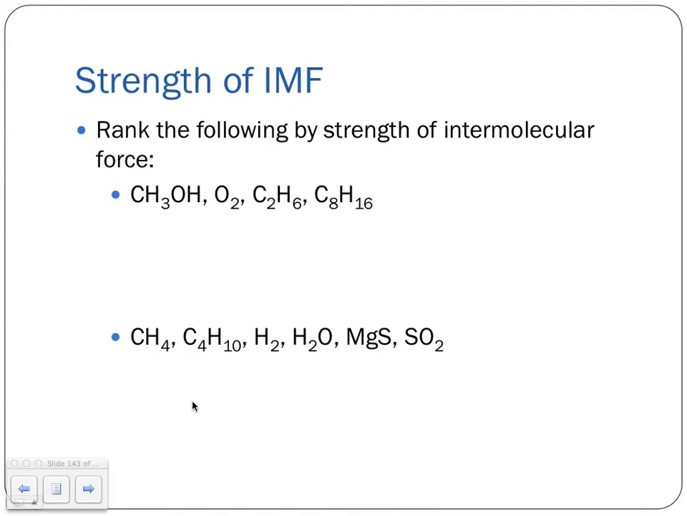So let's take a look. Let's rank the following substances by strength of intermolecular force. We have CH3OH, O2, C2H6, and C8H16. And so remember our rules for ranking substances from strongest to weakest intermolecular forces. We first want to look at molecular mass. And if they're the same, we then look at hydrogen bonding. And then if there's no hydrogen bonding, then we look at the dipole forces. We look at how much of a dipole these things are.